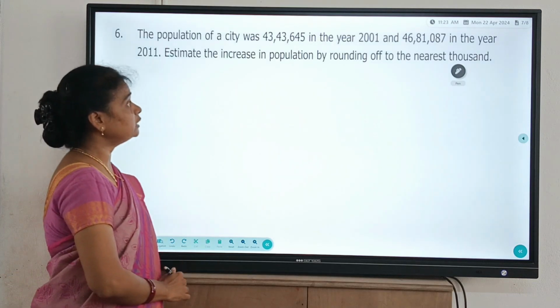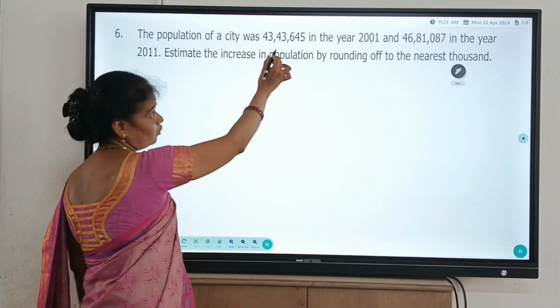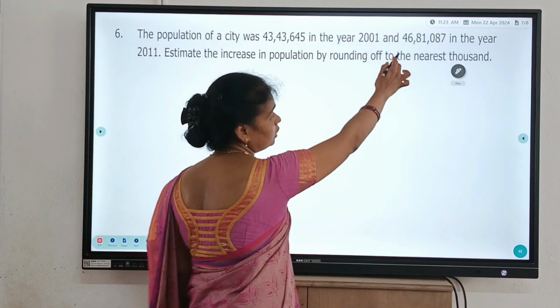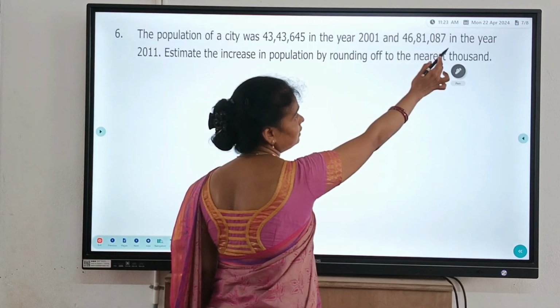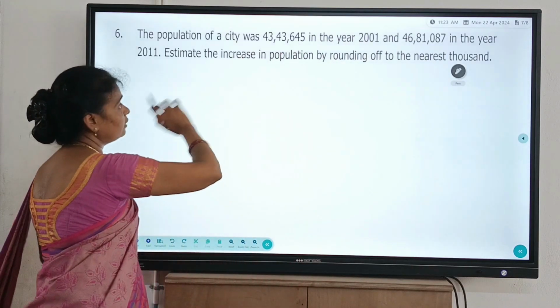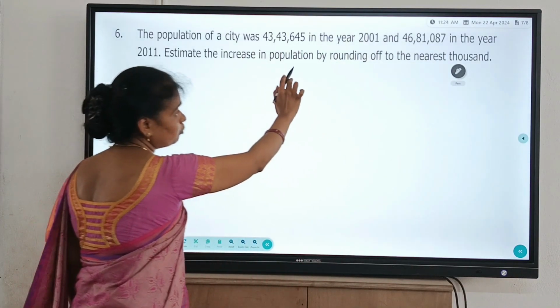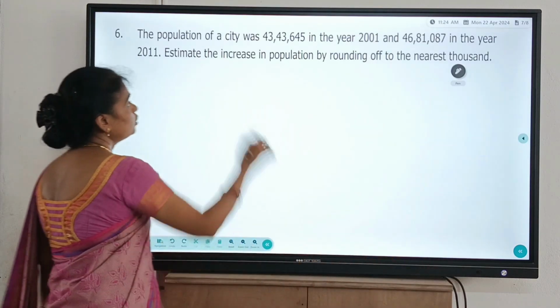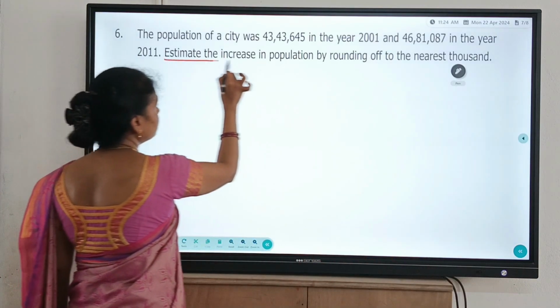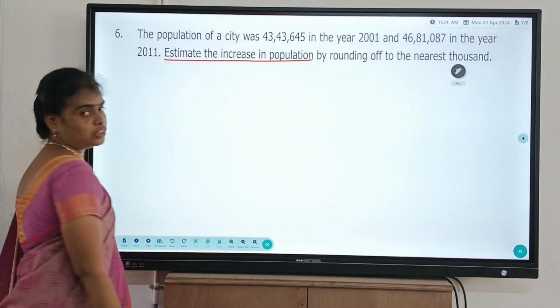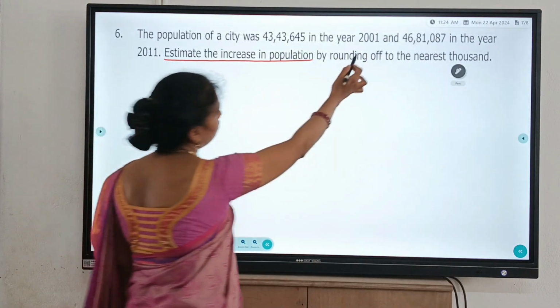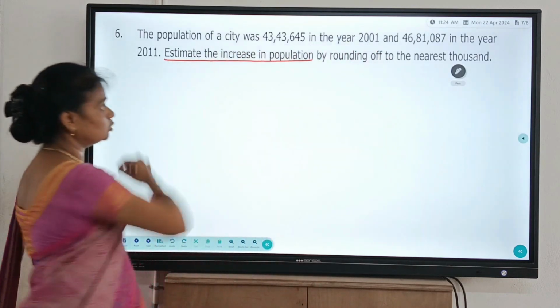The population of a city was 43,43,645 in the year 2001 and 46,81,087 in the year 2011. Estimate the increase in population by rounding off to the nearest thousand. So what you are going to find? Estimate the increase in population. So how much population is increased between the year 2001 and 2011.